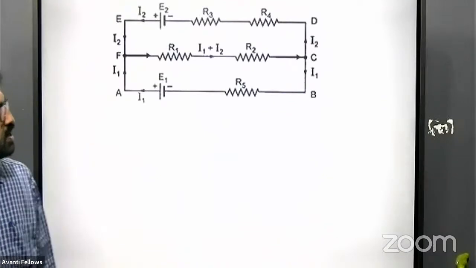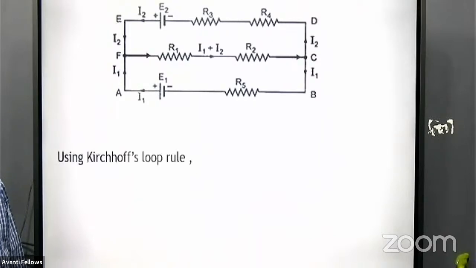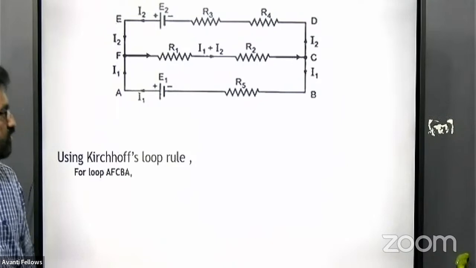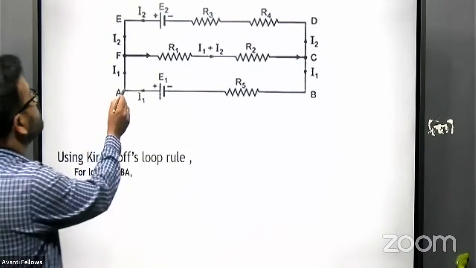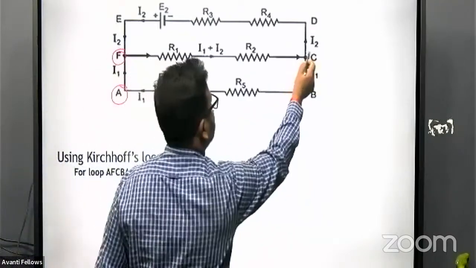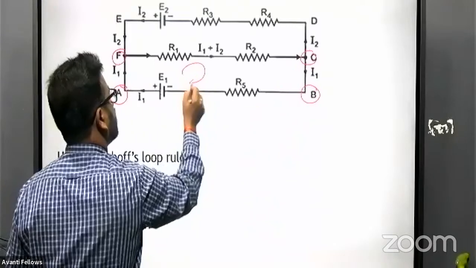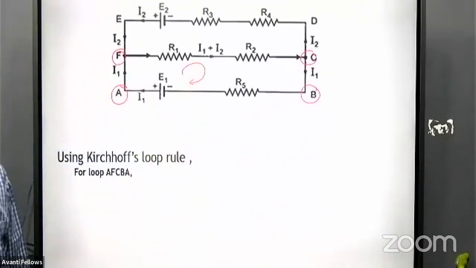Now, a typical network is given. Let's see in that network, using Kirchhoff's loop rule, how can we solve the network? Let us consider the loop AFCBA. A is here, F is here, then C, B, and A. So this network we are considering. When we consider that network, let us see.